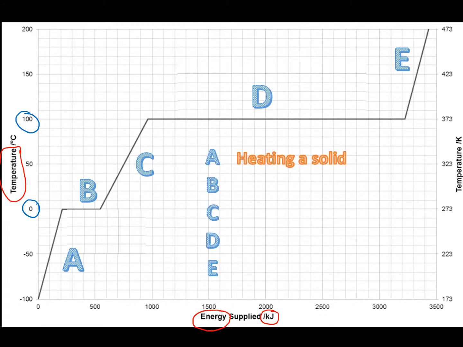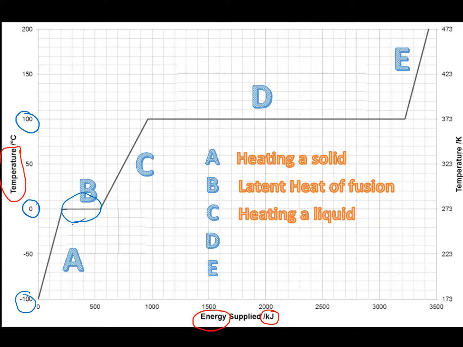So at A, we're heating up ice. Now it's gone from very cold here, minus 100 degrees Celsius, to 0. And we've heated it up until it begins to change state, making this the latent heat of fusion, this phase here. Okay. Then we are heating up a liquid from 0 up to 100, up to the boiling point of the water. That is where we reach the latent heat of vaporization, this long straight bit here.